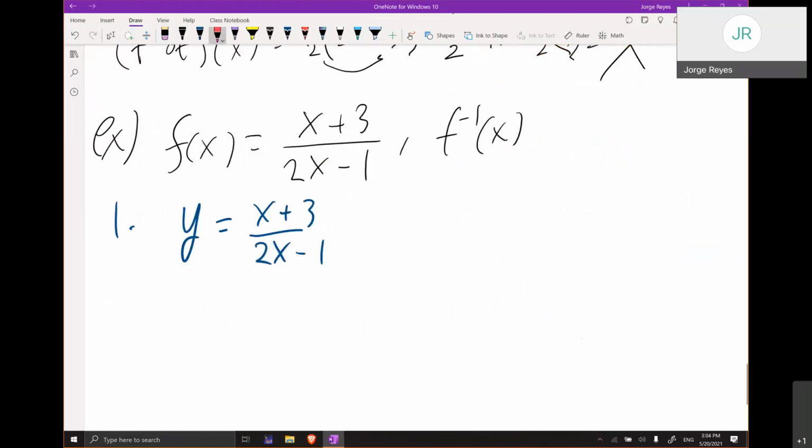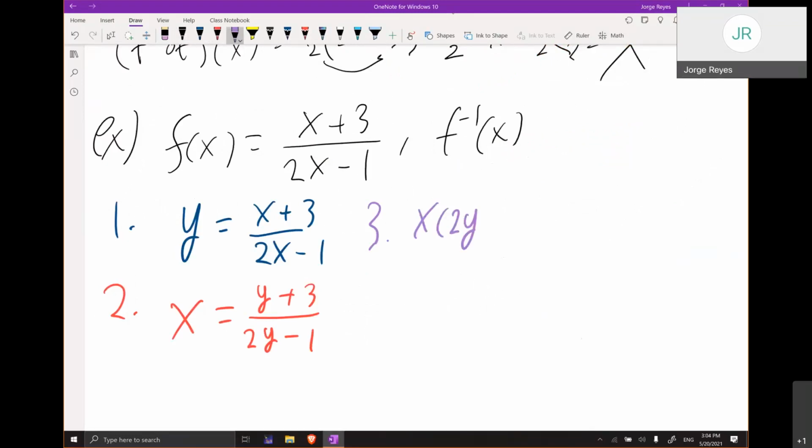Step two, swap x's and y's. So right here I have two x's, so that means I'm going to have two y's here. Okay, and then step three, this is like the main part, is I have to solve for y again. So I'm going to multiply both sides by the denominator and get 2y minus 1 equals y plus 3. I'm going to distribute: 2xy minus x equals y plus 3.